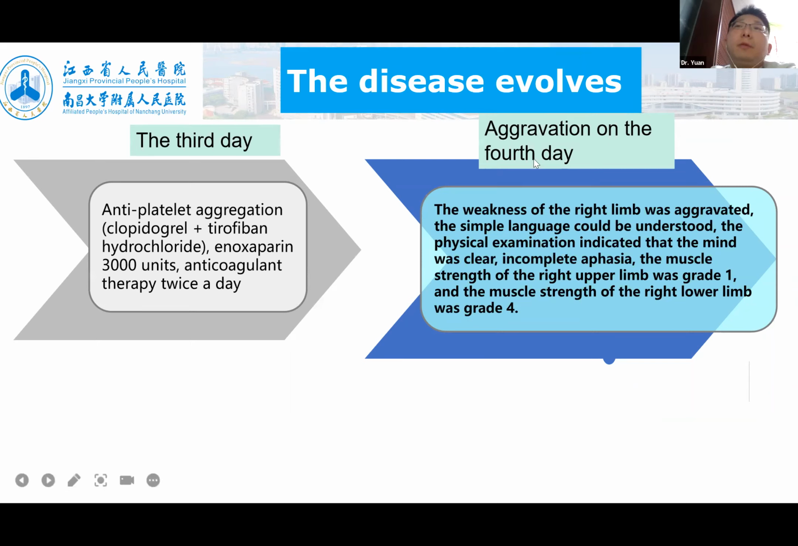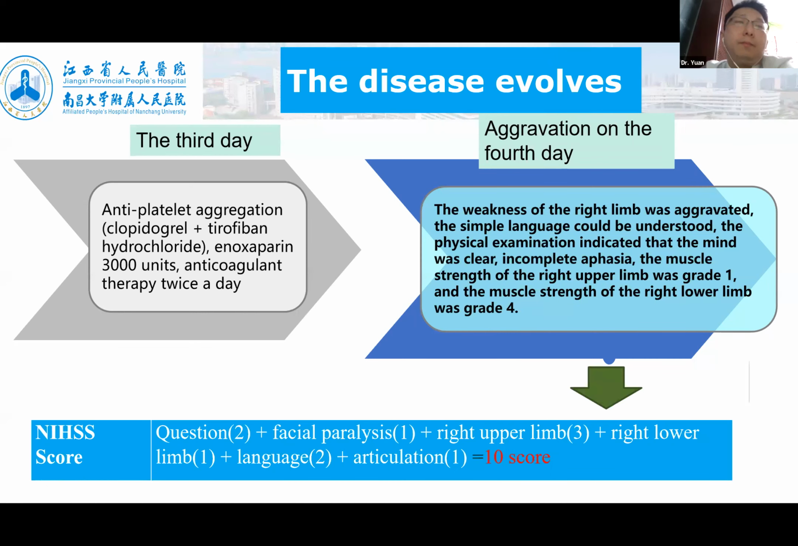But on the first day, the patient was aggravated. The weakness of the right limb was aggravated. Simple language could be understood. The physical examination indicated that the mind was clear, the speech was incomplete, and the muscle strength of the right upper limb was grade 1, and the muscle strength of the right lower limb was grade 4. Now, the current NIHSS score is 10, and it is aggravated compared with the admission to the hospital.